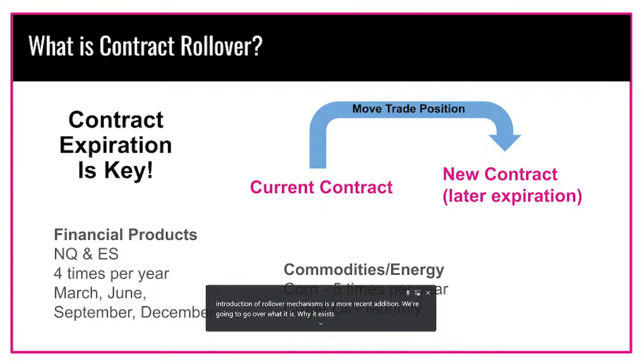Commodities products have a more frequent rollover than financials products, as there is a need for more frequent physical delivery of those products. So commodities like corn rolls over 5 times per year.